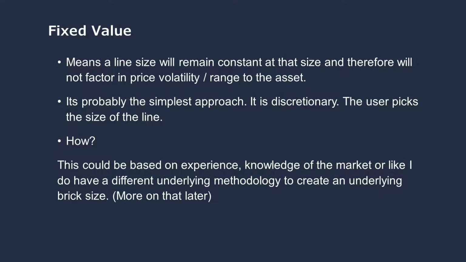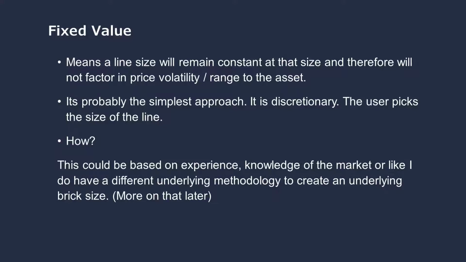So first up, the traditional fixed value approach. What does that mean? It means that the line size will remain constant at the size that you pick, and will not therefore factor in volatility. So if you picked a line size of 1 and you applied it to crude oil, GBP/USD, the FTSE 100, that's what it's going to stay across those assets. And as we've come to see, that wouldn't be correct. Each of those behaves differently. We've got to model it accordingly. So we're going to need a different fixed value per asset.